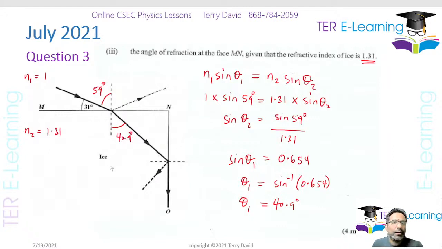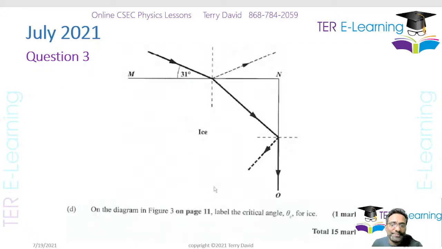40.9 degrees, right? Now, that's 4 marks for that. Now, on the diagram, label the critical angle for ice, theta C. I know what some students did for this particular question. Some of you went to the diagram and said, this is theta C. But that is wrong. That is not theta C.